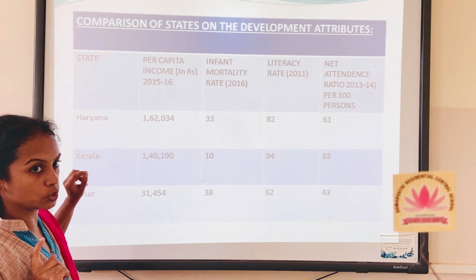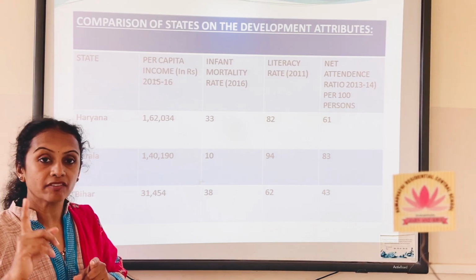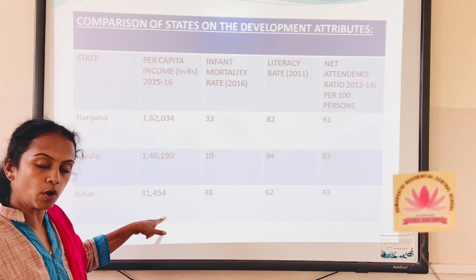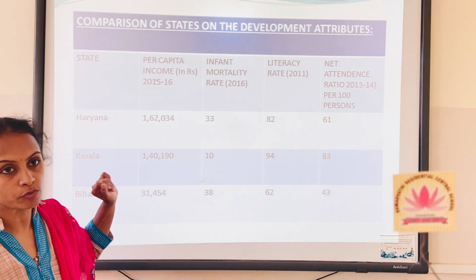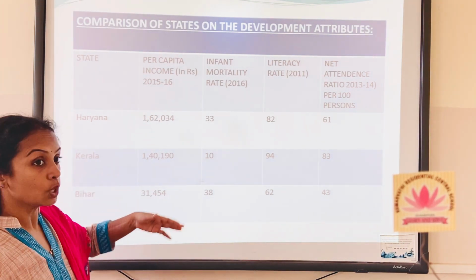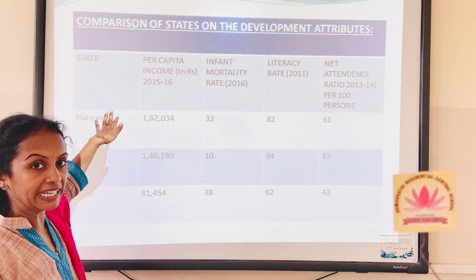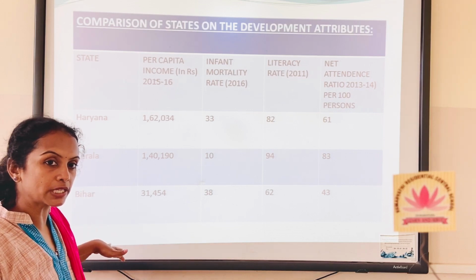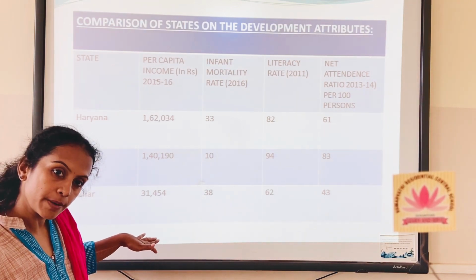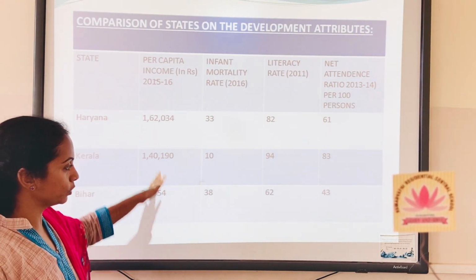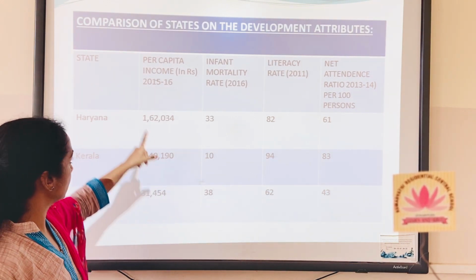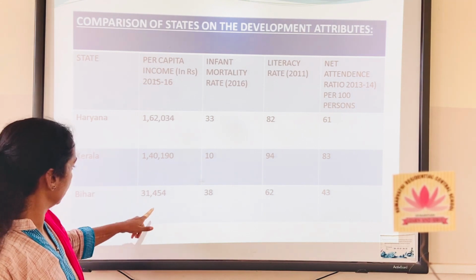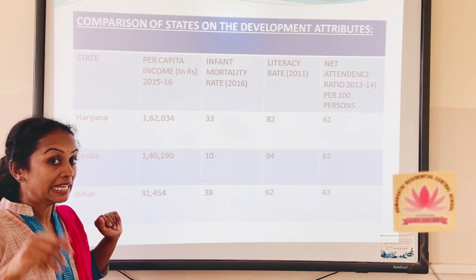What is the average income of Kerala? It is 1,40,190 rupees. And what about Bihar? It is still much less, 31,454 rupees. Out of this, which state is at the top? It is Haryana. The second rank is for Kerala and the third is for Bihar. Bihar is in the bottom position. When you check this data, you can say Haryana is more developed, Kerala is in the middle, and Bihar has less development.